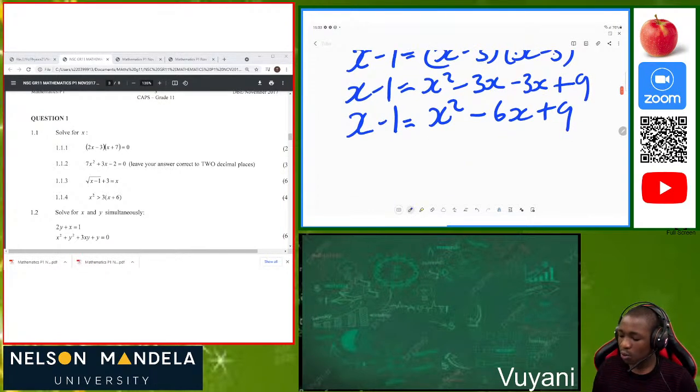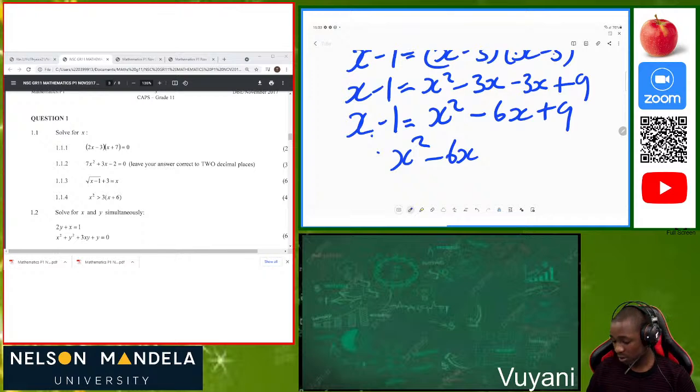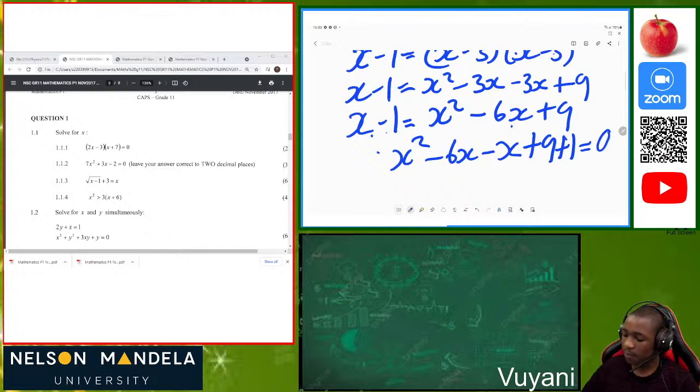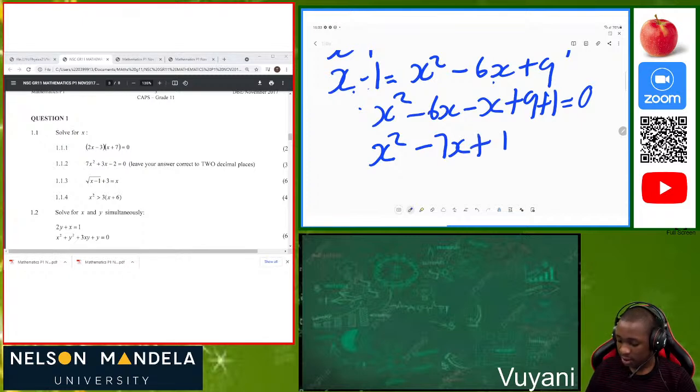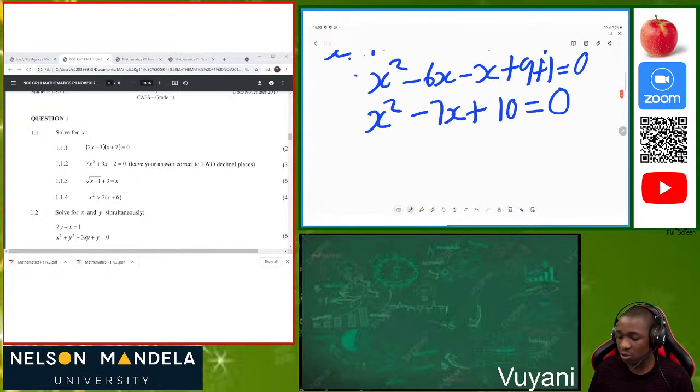Then we can group the like terms. So we're going to have x squared minus 6x. Then we transpose this negative x to this side, we're going to have negative x plus 9. Then we transpose this negative 1 to this side, then it will be plus 1, and we equate it to 0. Then we're going to have x squared, negative 6x minus x is negative 7x, then 9 plus 1 is positive 10, equal to 0. Now you can solve this because it's what you know.